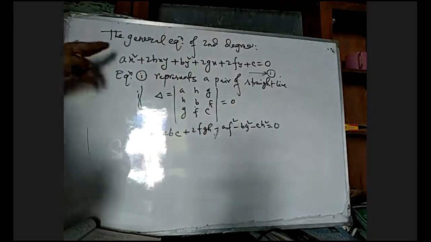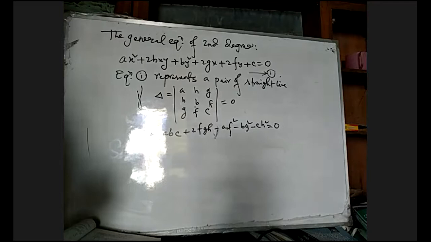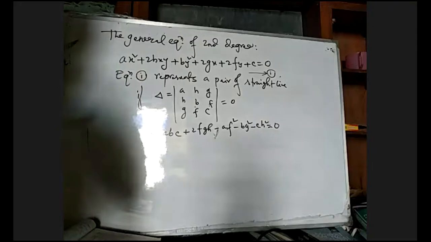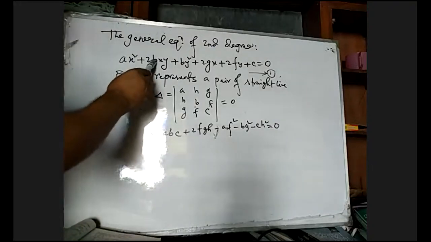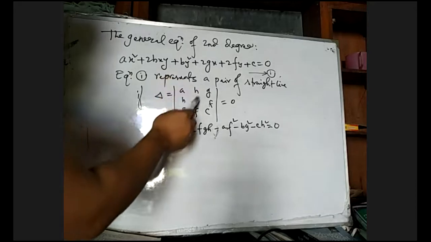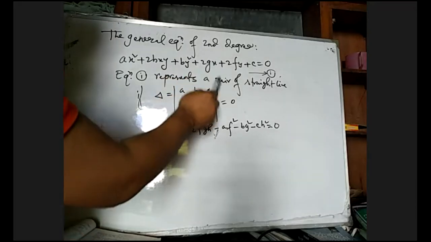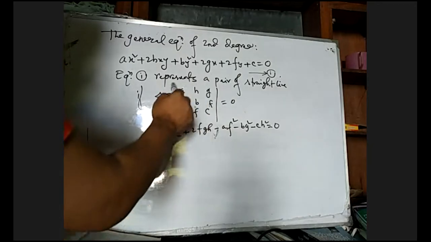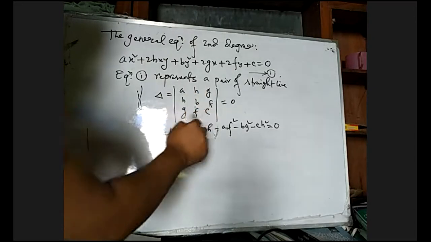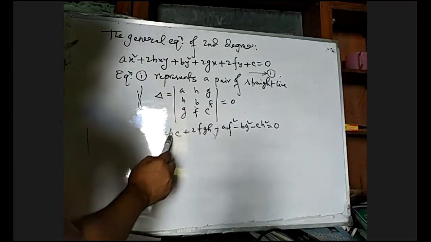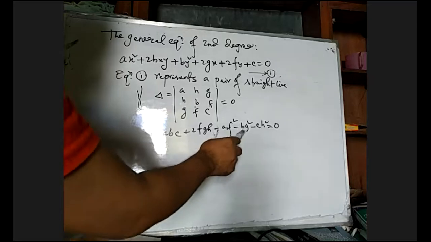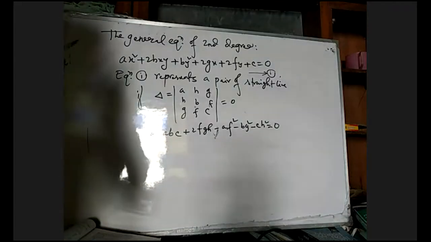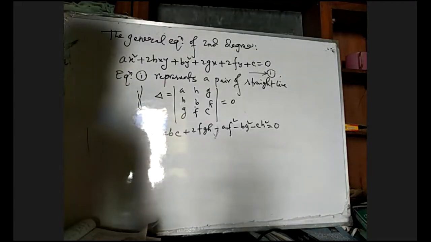That means this general equation of second degree will represent a pair of straight lines if this determinant is zero. Here a is the coefficient of x square, h is the coefficient of twice xy, b is the coefficient of y square, g is the coefficient of twice x, and f is the coefficient of twice y. That means this determinant will be 0. It can also be represented as abc plus 2fgh minus af square minus bg square minus ch square equals to 0. I am not proving this now.